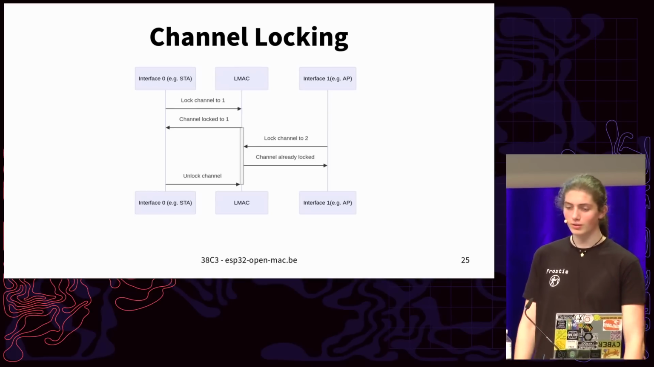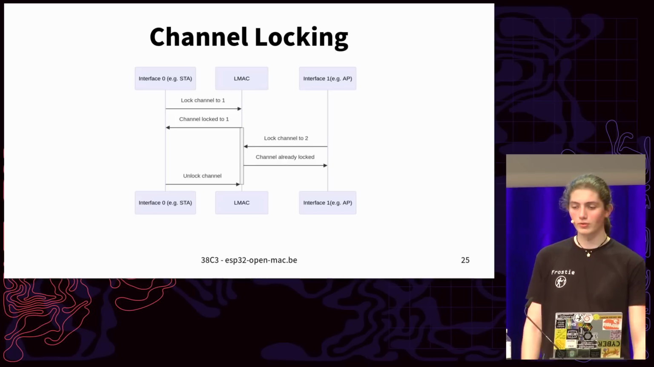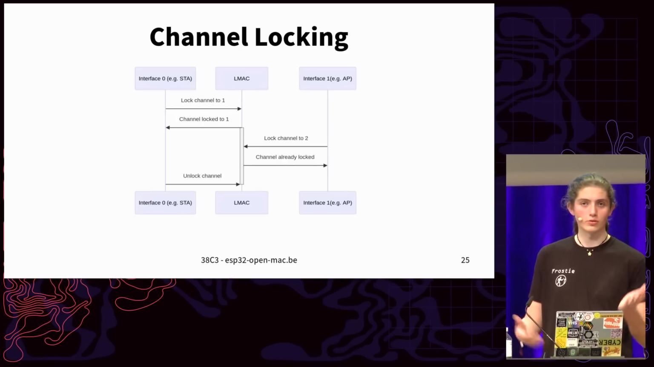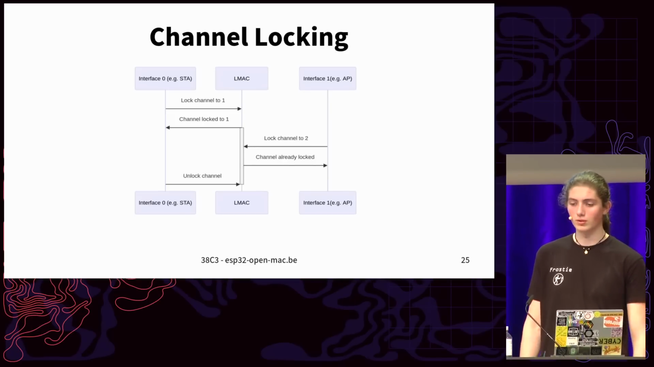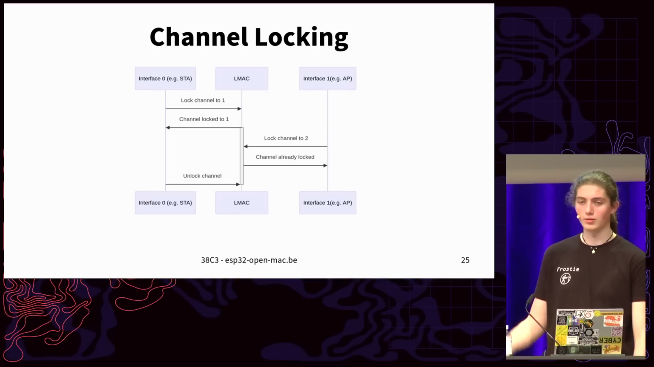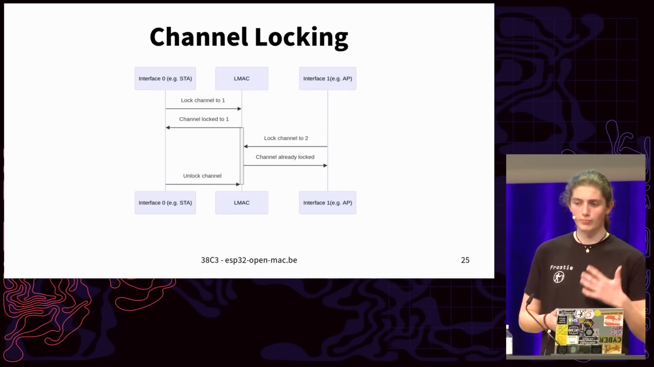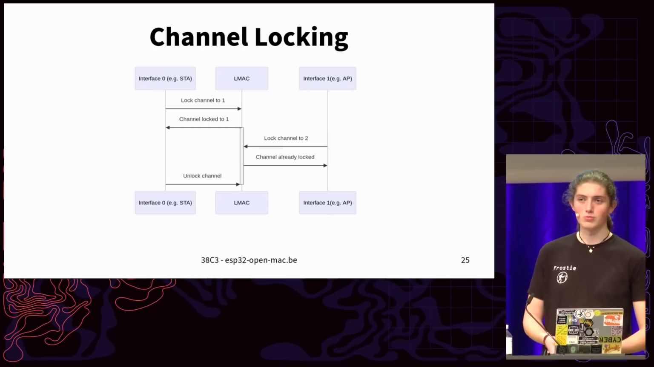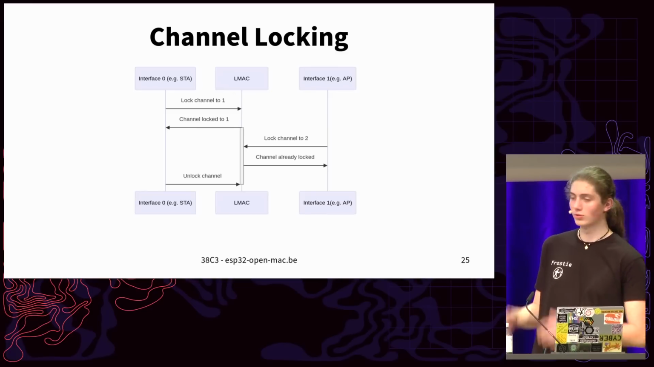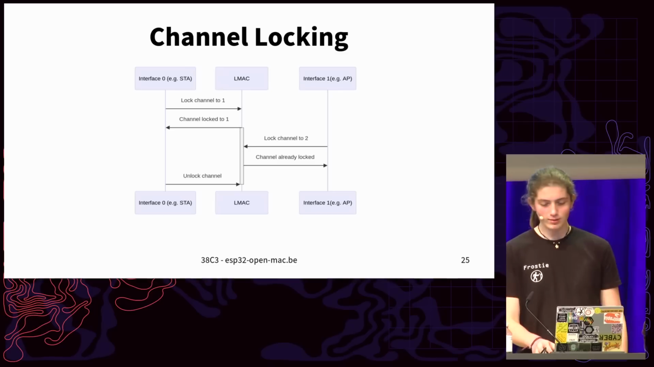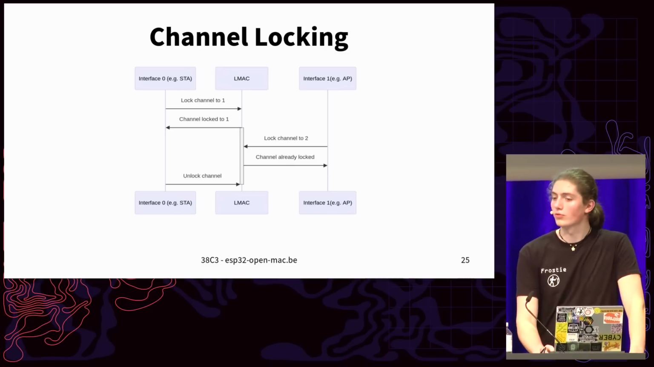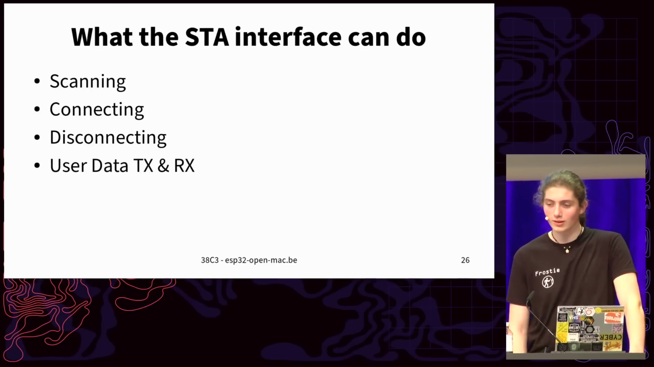Sorry, we can't do that right now. And then interface 0, if it disconnects at some point, it can then unlock the channel, and the other interface could use it again. If both interfaces try to lock the same channel, then they can also operate on the same channel and will both have a lock on that, so they can coexist in that way. And yeah, so for now, we've only implemented a station interface.